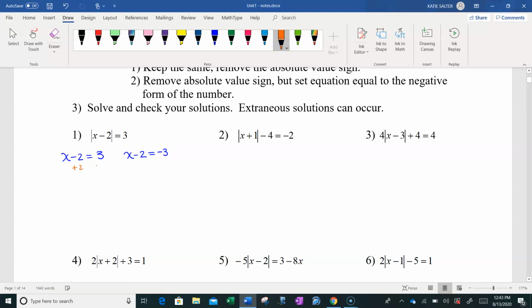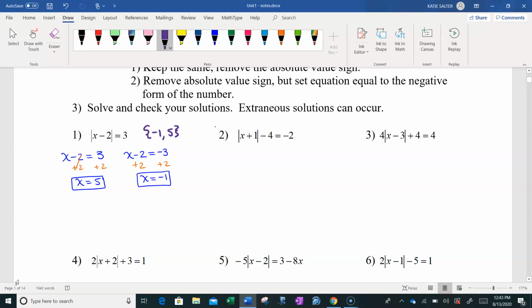So we're going to add 2 to each side, and we get that x is equal to 5. And then also add 2 to each side, and we get that x is equal to negative 1. In this case, we will have 2 solutions, negative 1 and positive 5.